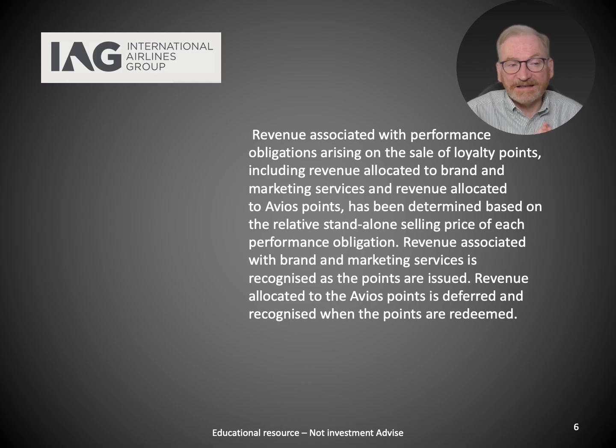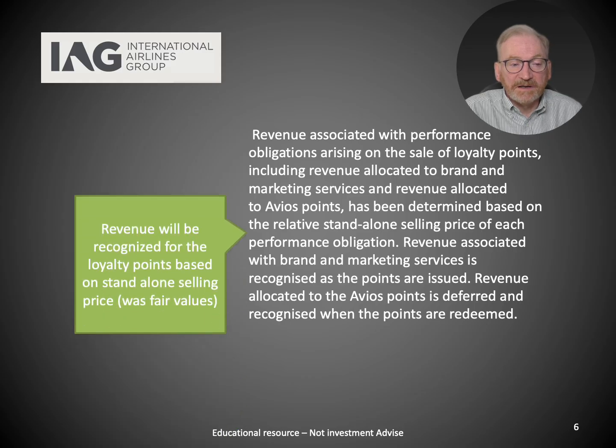Okay, so let's look at IAG, the International Airlines Group, the parent of BA, Aer Lingus, and Iberia, and a number of other airlines. And here we see that their policy is that revenue allocated to Avios points, that's their loyalty program, has been determined based on the relative standalone selling price of each performance obligation. So they are looking at standalone prices, which is good. That's verifiable.